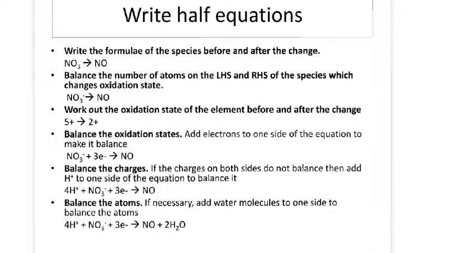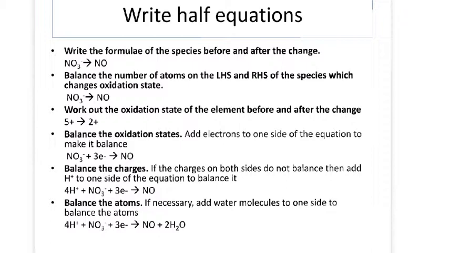So we can go on to step 3, which is to work out the oxidation state of the element before and after the change. Hopefully you should be able to see on the right hand side the oxygen is 2-, so the nitrogen has to be 2+. On the left hand side it's slightly more complicated.